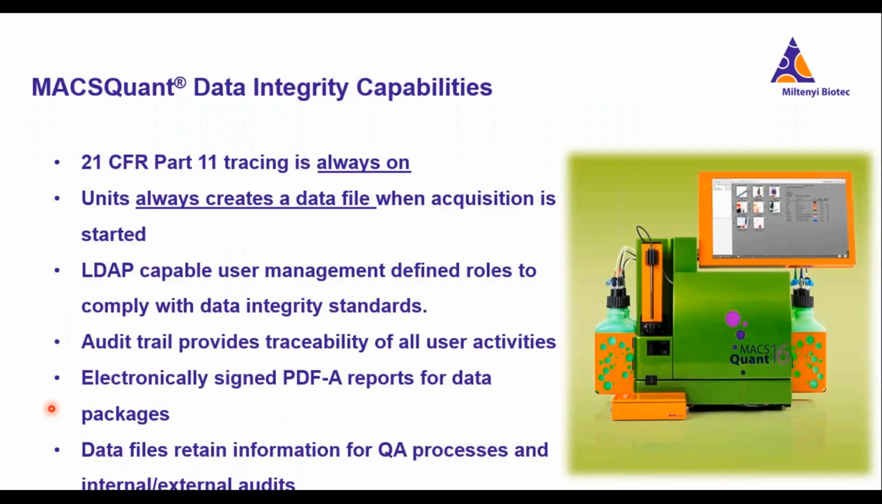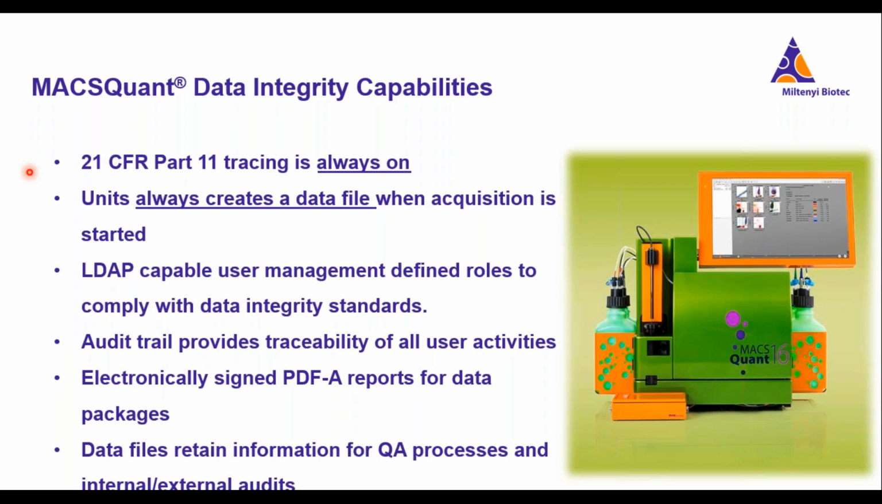And so the data integrity capabilities of the MACSQuant is that the 21 CFR Part 11 tracing is always on. Once the system is installed and it's IQOQ'd, it tracks every person that has touched the instrument, logged into the system per your controls. You will always know throughout the life of the system. The system always creates a data file. So anytime you begin an acquisition and that acquisition stops, the MACSQuant generates a data file. There's no ability to tell the system when and when not to create a data file. And those are also noted in the auto report of the system.